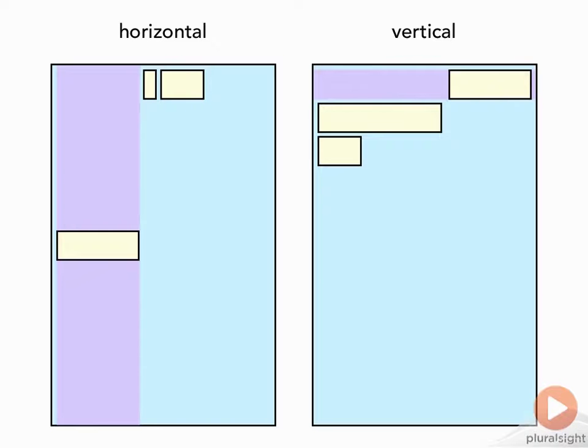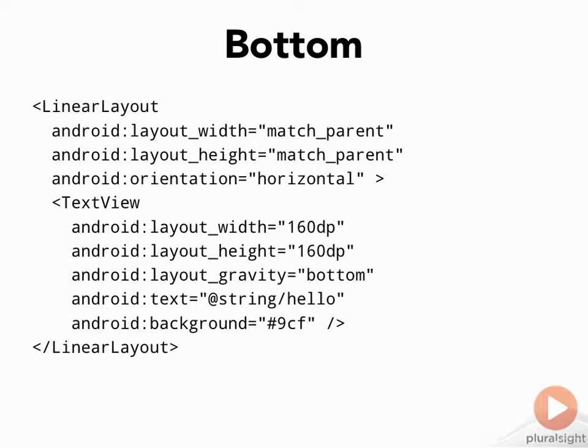In our example, if we want to move the view all the way to the bottom of the parent, we can change the orientation to be horizontal. In that case, the layout gravity of bottom will be respected. We can also use a different kind of layout called relative layout to achieve the same result. We'll go over that in the next module.